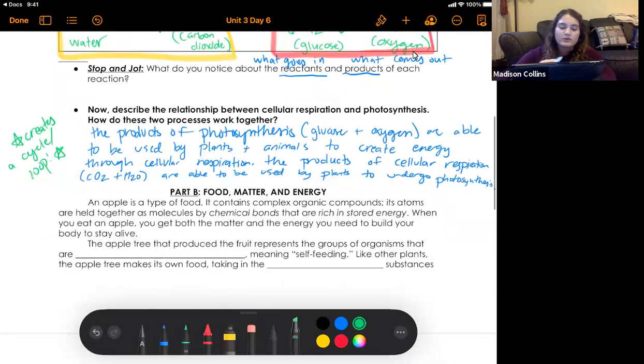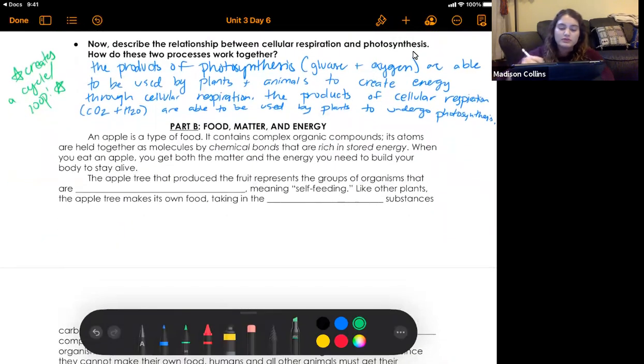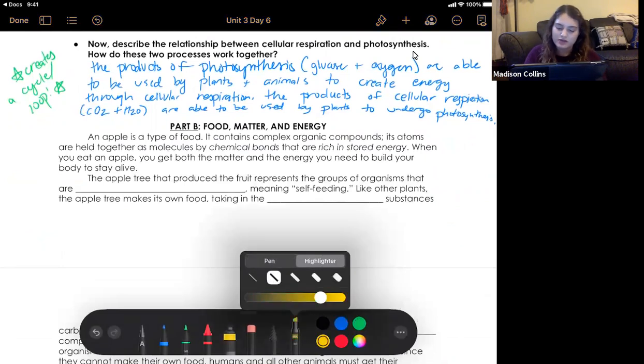Now, part B, we've got a passage to read. I'm going to read through this passage and annotate what I think is important, and then we'll work together virtually to fill out the blanks that are missing. All right, so part B, food, matter, and energy. Let's get my highlighter ready.